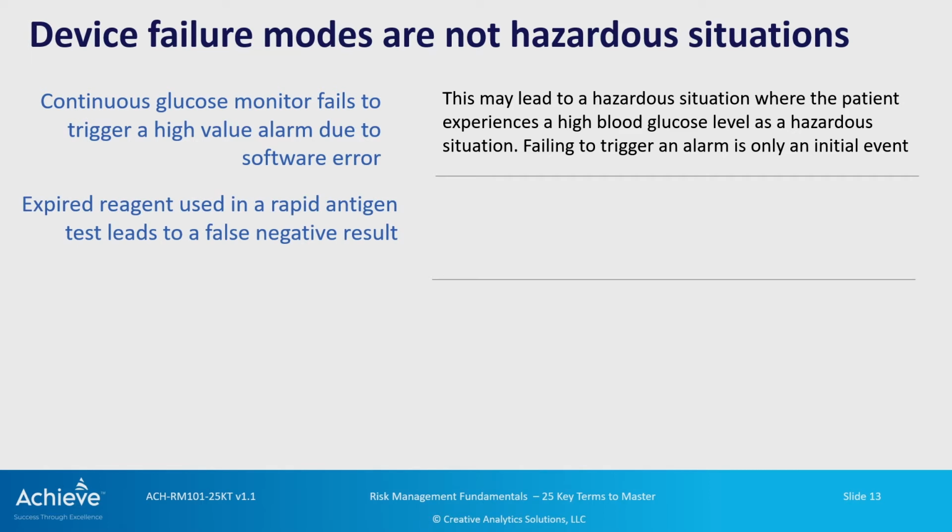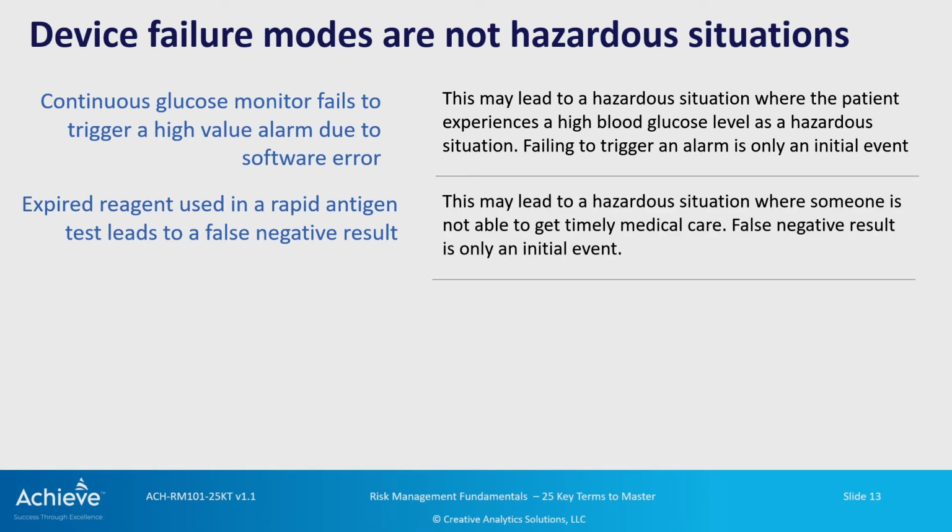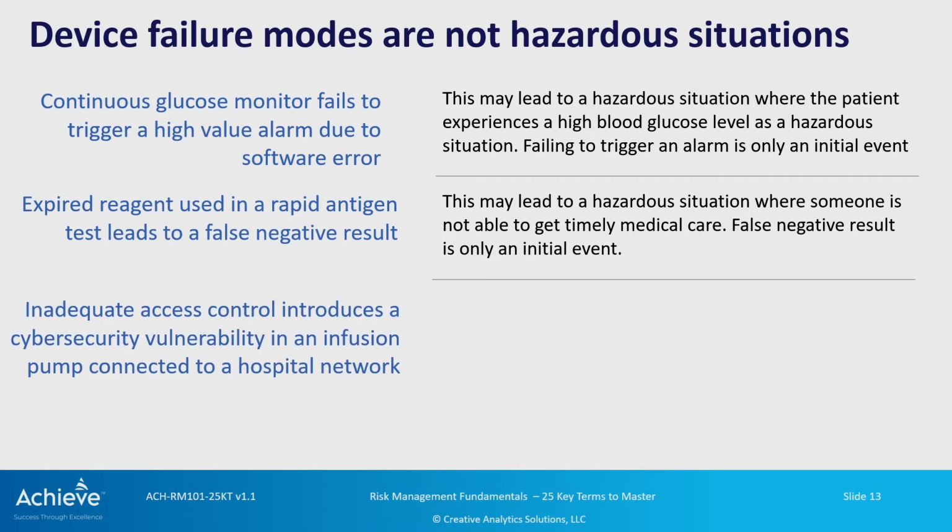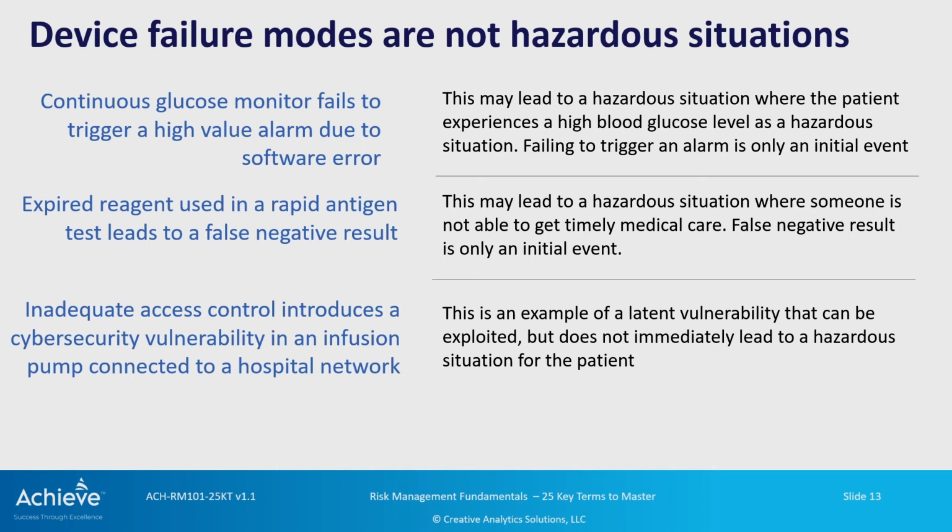Second example, expired reagent used in a rapid antigen test leads to a false negative result. This may lead to a hazardous situation where someone is not able to get timely medical care. False negative result, again, is only an initial event. Inadequate access control introduces a cybersecurity vulnerability in an infusion pump connected to a hospital network. Here is a latent vulnerability that can be exploited. We don't even have a trigger event to lead to a hazardous situation.